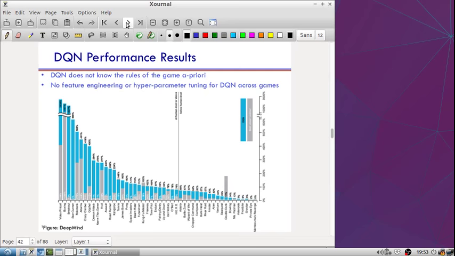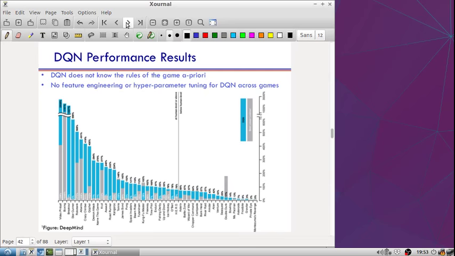So blue is their performance. The y-axis is in terms of percentage improvement over human. Human is at the 100% level. On the y-axis, this is the scale, and 100% is the professional human level. Of course, there are some games where it does not reach that.